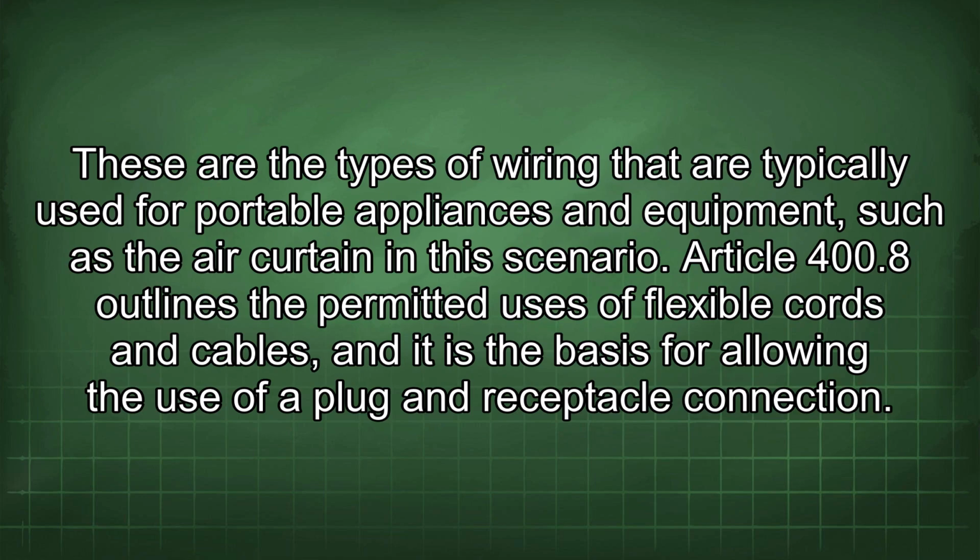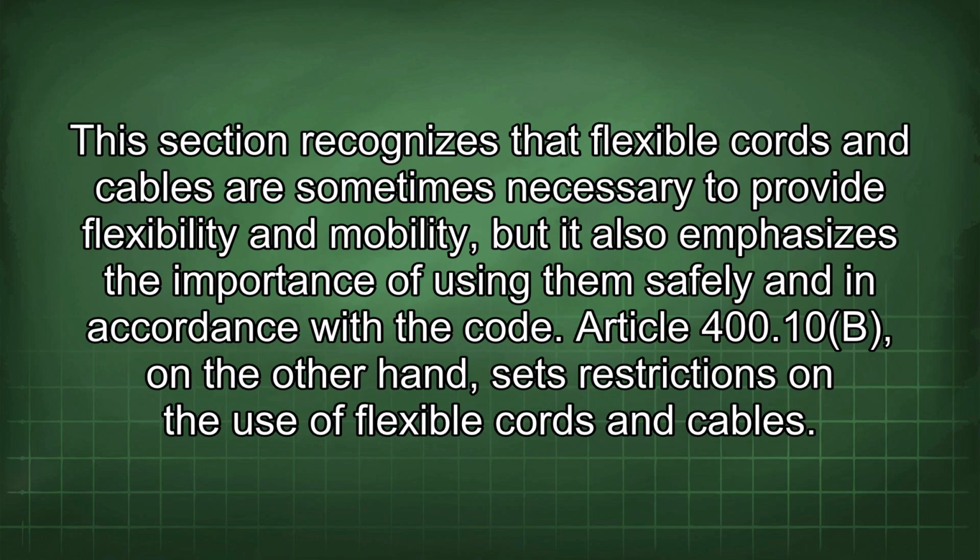These are the types of wiring that are typically used for portable appliances and equipment, such as the air curtain in this scenario. Article 400.8 outlines the permitted uses of flexible cords and cables, and it is the basis for allowing the use of a plug and receptacle connection. This section recognizes that flexible cords and cables are sometimes necessary to provide flexibility and mobility, but it also emphasizes the importance of using them safely and in accordance with the code.